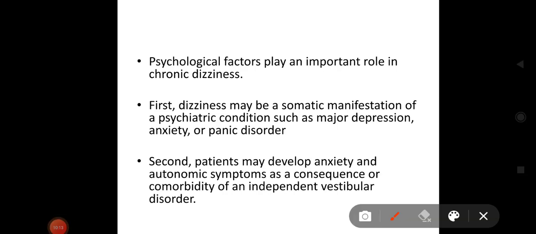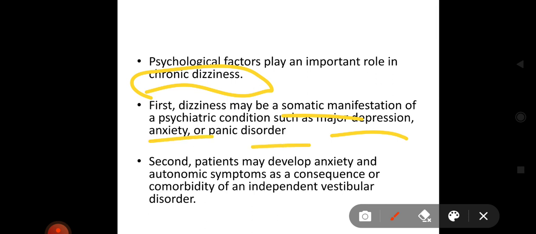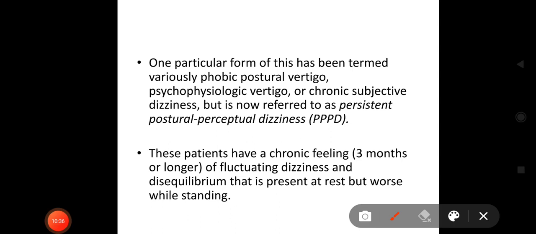Other one is psychosomatic and functional dizziness. Psychosocial factors play an important role in chronic dizziness. If a patient presents with chronic dizziness, then you should definitely rule out psychological or functional causes. First, dizziness may be a somatic manifestation of a psychiatric condition such as major depression, anxiety, or panic disorders. And secondly, patients may develop anxiety and autonomic symptoms as a consequence of comorbidity of an independent vestibular disorder. One particular form of this has been termed variously as phobic postural vertigo, psychophysiologic vertigo, or chronic subjective dizziness, but is now referred to as PPPD, that is persistent postural perceptual dizziness.